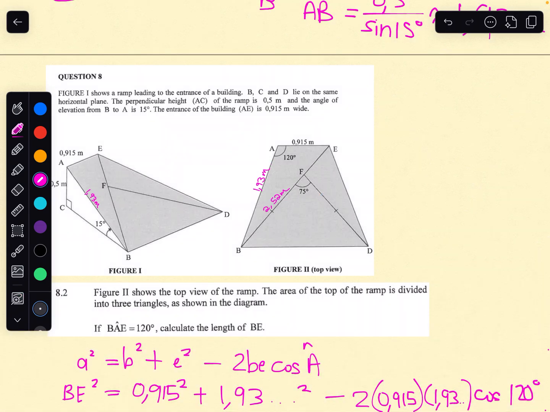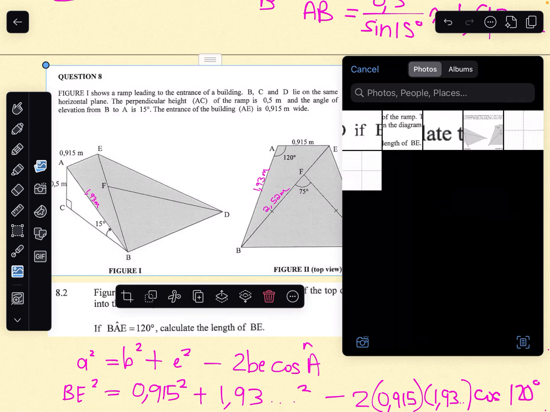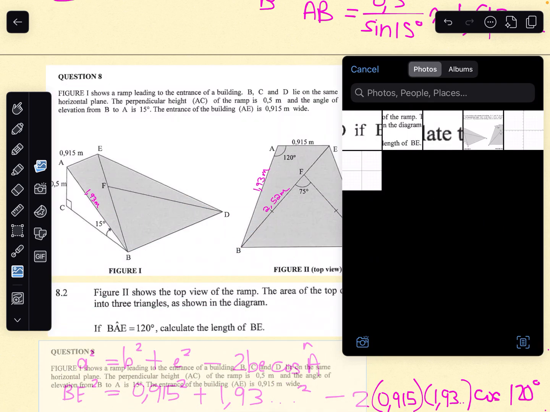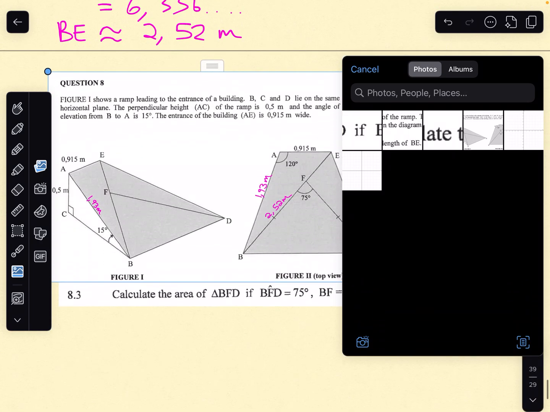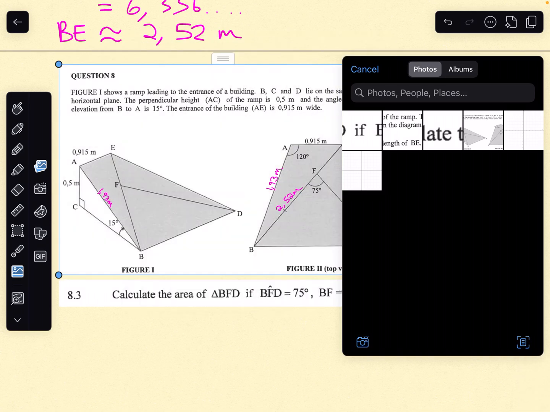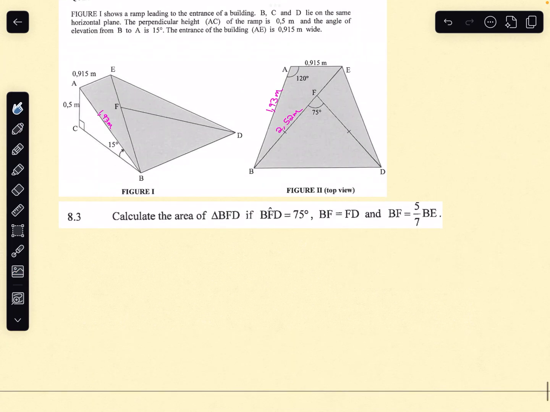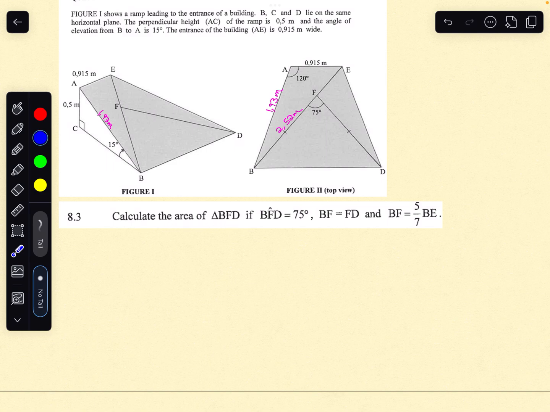Anyway, so now let us duplicate the thing and take it to the last page. Okay, so the last question says, calculate the area of BFD if the angle BFD is 75 degrees, BF is equal to FD, so we've got an isosceles triangle here, and BF is 5/7 of BE.